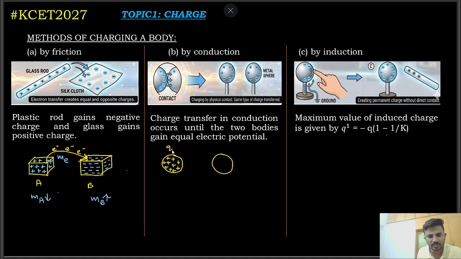So another body is neutral, it is not charged. But by connecting a wire between these two, let's consider a contact. This is the conducting wire. What happens? Charge flows from one body to another body. Then what happens? These two get charged. That means charge from one body gets transferred to another body.